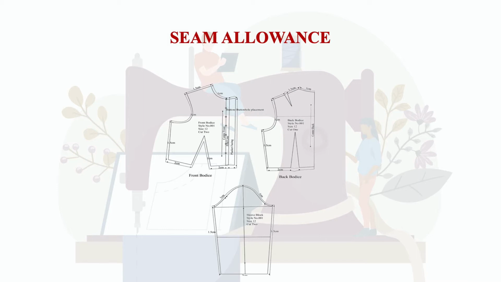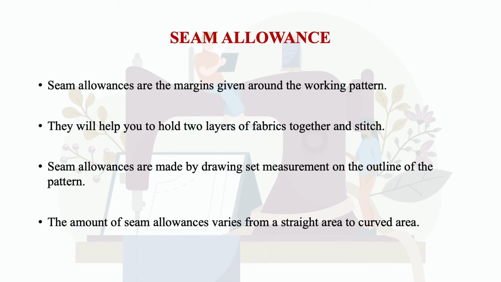So you can see the outline of that particular pattern, and we can see one extra line. That line is what we call the seam allowance. The amount of seam allowance varies from the straight area to the curve area.